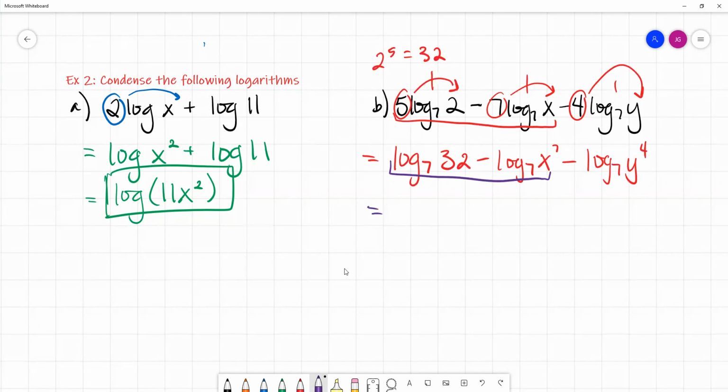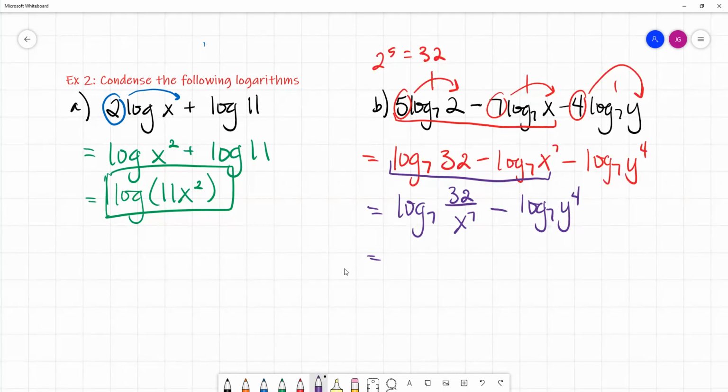Subtraction, so it's the quotient property. It's going to be m divided by n. So I get log base 7 of 32 divided by x to the 7th power minus log base 7 of y to the 4th. Okay, so now look, I have two logs, and now I can just use the property again. Here in this case, it's still subtraction, so I'm going to use the quotient property. So it's m divided by n.